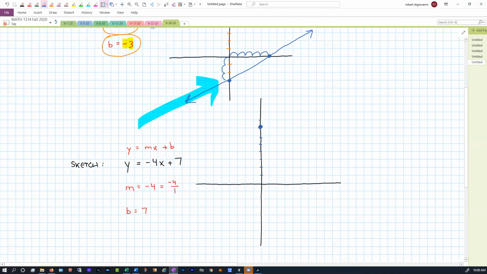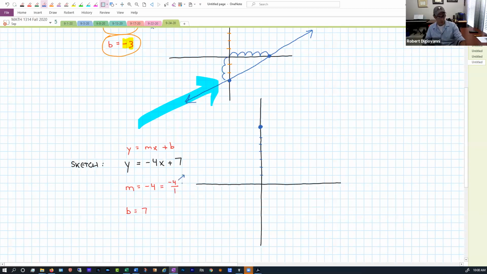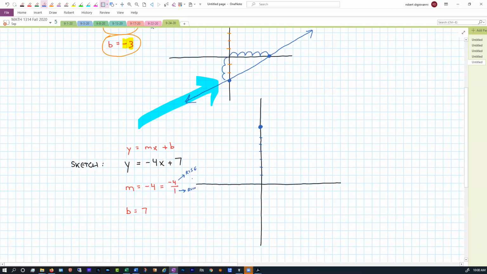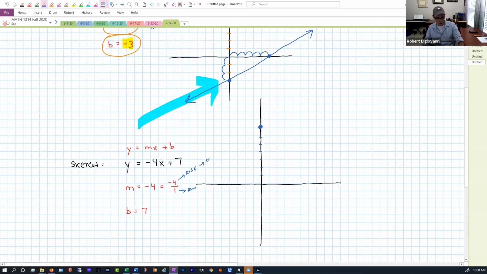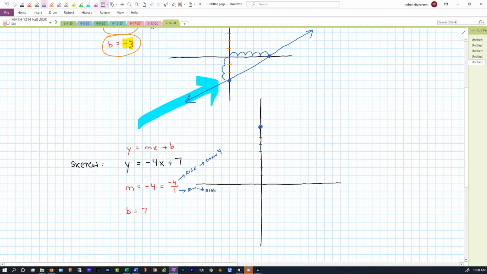Then from there, where am I going? Go up 1 and then left 4. Okay, careful. Remember, this is rise and run, right? Rise and run. So would you go down? We're actually going to go down 4, right? And then the 1 on the bottom means we're going to go right 1.